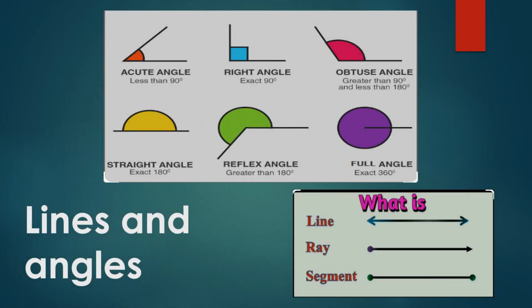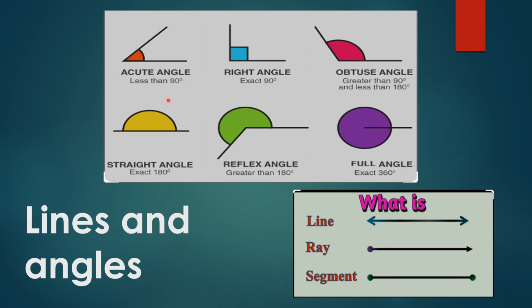Hello, my dear students. So let's study an important topic in maths, which is lines and angles. So let's talk about different types of angles. As you can see here, we have acute angles, which are less than 90 degrees or greater than 0 degrees.